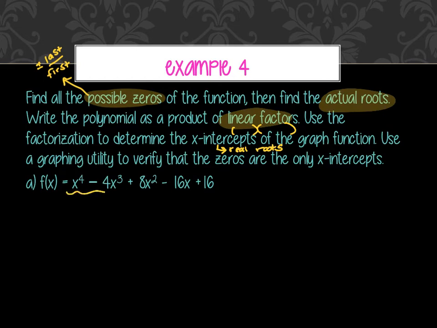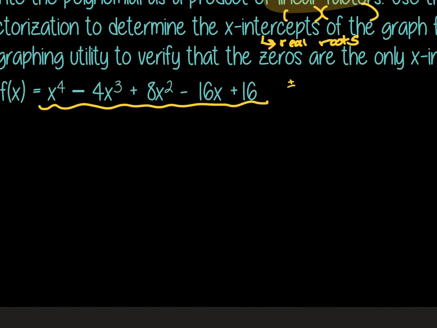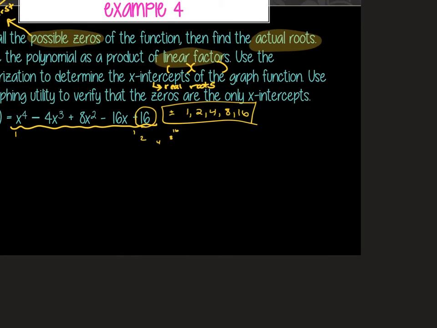All right, so first thing, looking at my function, is it in order from decreasing degree? Yes. So plus and minus last over first would be the factors of 16, 1, 16, 2, 8, 4, and 4, over the factors of the first, which is 1. So this is 1, 2, 4, 8, 16. Those are my possible roots. That's the first question.